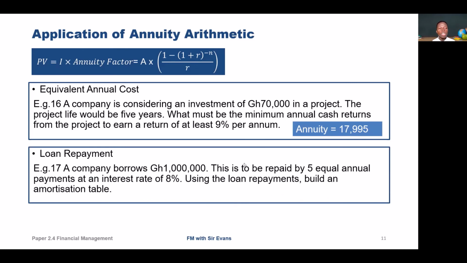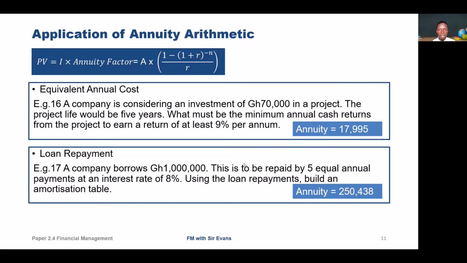Now we can also apply this same annuity arithmetic for loan amortization schedules. So a company may be borrowing 1 million, to be repaid by 5 equal annual payments at an interest rate of 8%. So you apply the same PV is equal to annuity times the discounting annuity factor, and you get an annuity of 250,438. Then you can build an amortization table, which will have the opening amount, the interest which you are supposed to pay, the frequent payments to be made, and the closing amount.